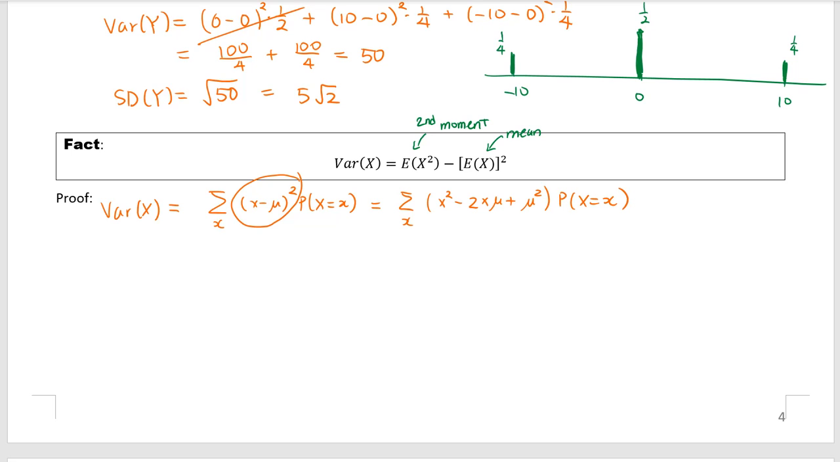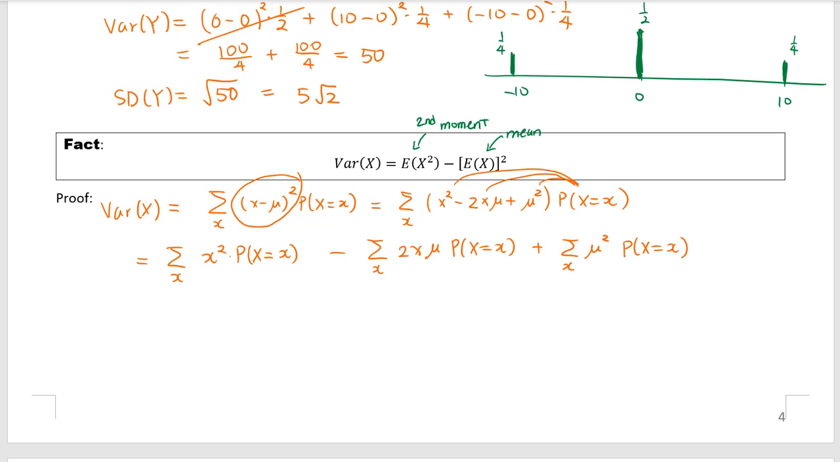Okay, this is how we FOIL it. And then next, what happened? We can distribute it, right? So this is the sum of x squared times the probability, minus the sum of 2x mu times the probability, plus the sum of mu squared p of x equals x. So we just distribute it, and so far so good, everyone.